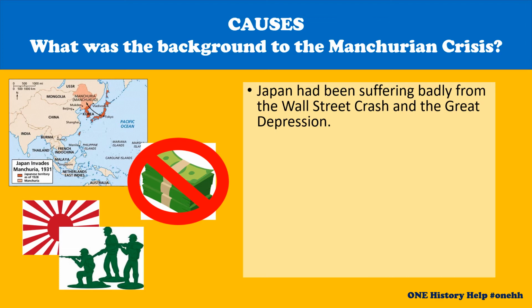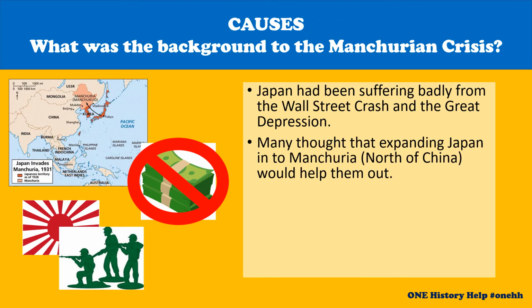What essentially happens is that at a time of crisis like that, rather than looking towards being cooperative and helping each other out, countries become very selfish and quite isolated. And that is exactly what was going on with Japan. Many believed, especially in the government that was being highly influenced by the Imperial Japanese Army, that expanding Japanese territory into Manchuria would help them out economically.